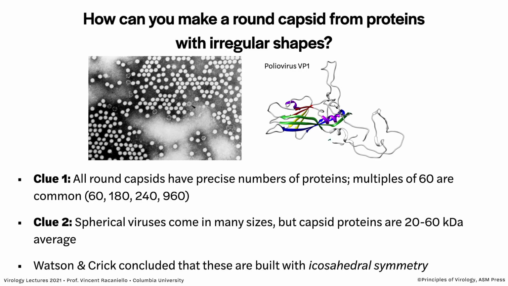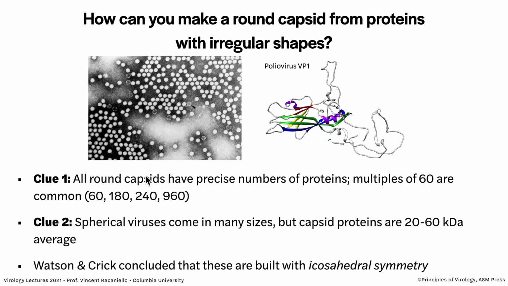Now, let's make some spherical virus particles, right? How do you make a round capsid from proteins that are not round, right? Proteins are not round. They have all kinds of irregular shapes. So here's poliovirus in the electron micrograph, and here's one of the viral proteins, VP1, that makes up the capsid. It's not spherical. So how do you do this? And again, Watson and Crick led the way on this.